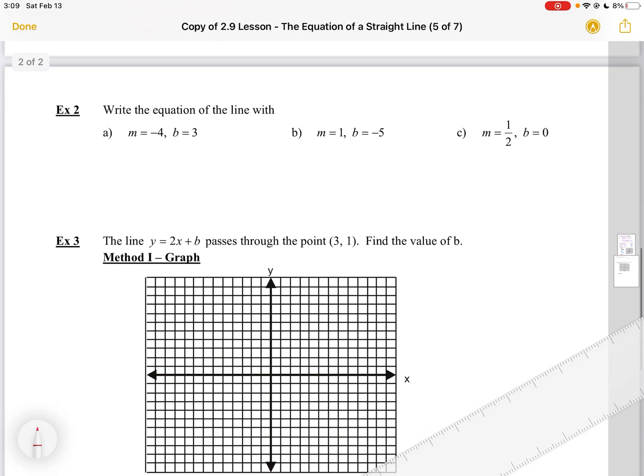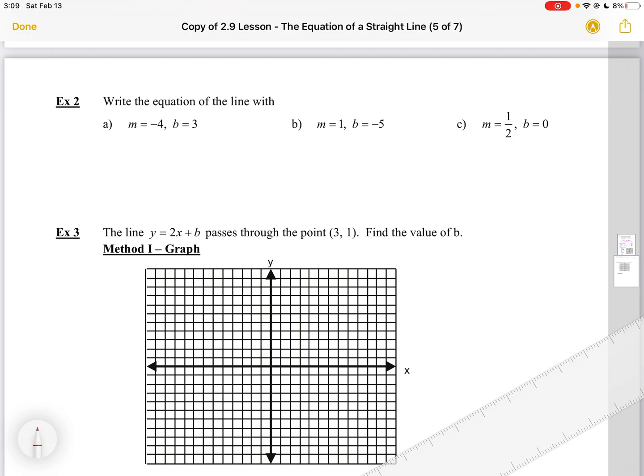Let's look at a couple examples of actually writing the equation. So here I want to write the equation of the line y equals mx plus b.